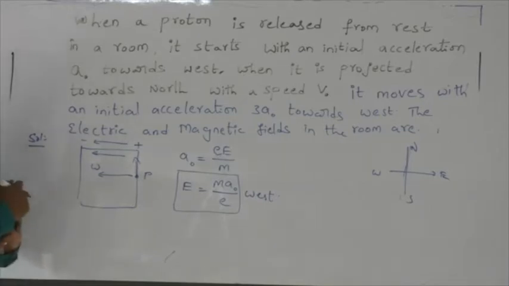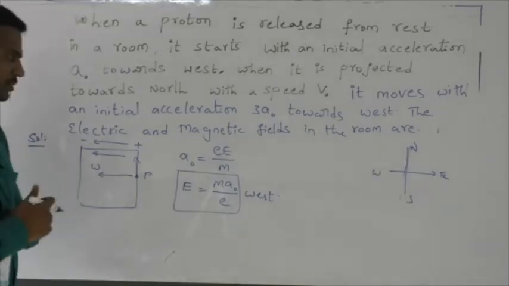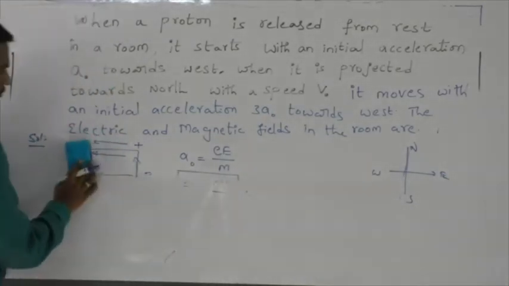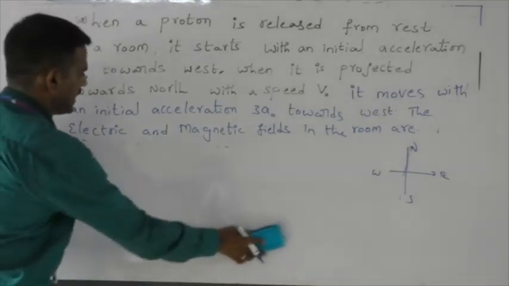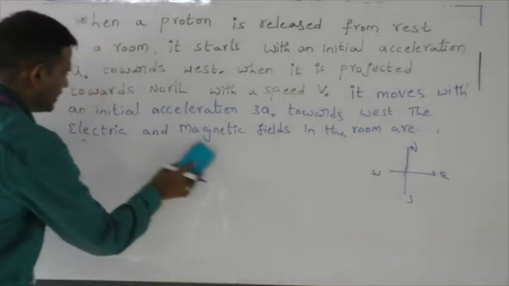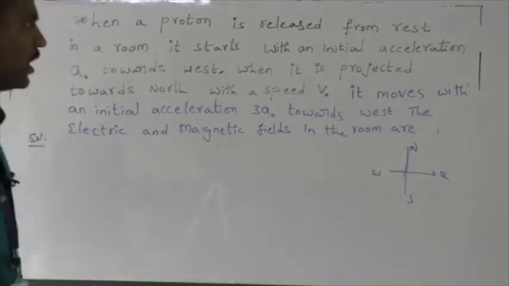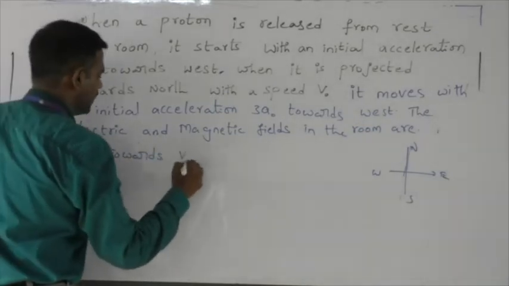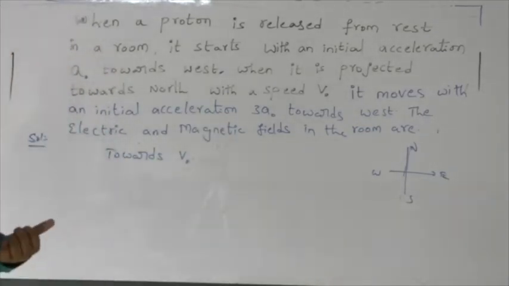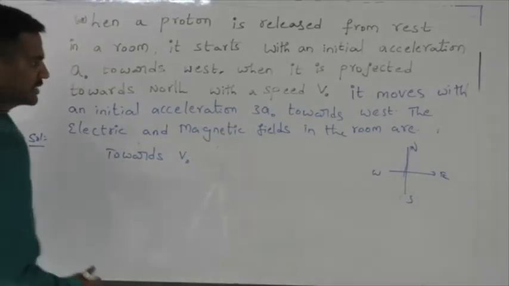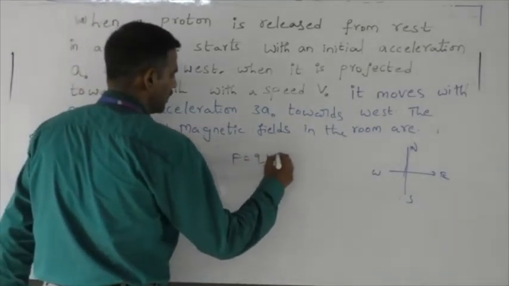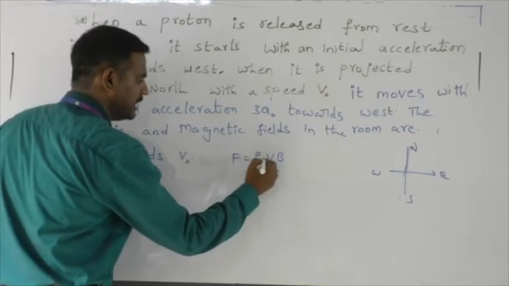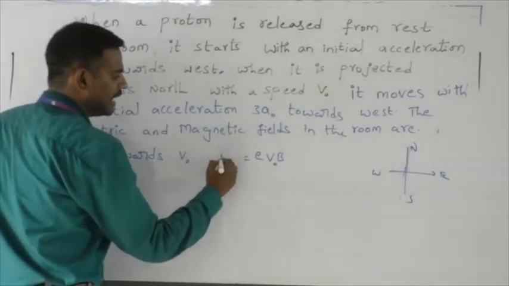Now let us find the direction of the magnetic field and its magnitude. Within the same room, it is projected with a velocity V naught towards the north. Now inside the magnetic field, since it is projected normally, it will experience a maximum force, which we call qvB. That velocity is nothing but V naught. What is the charge? That is going to be e. What is the force? I can call it m into a.